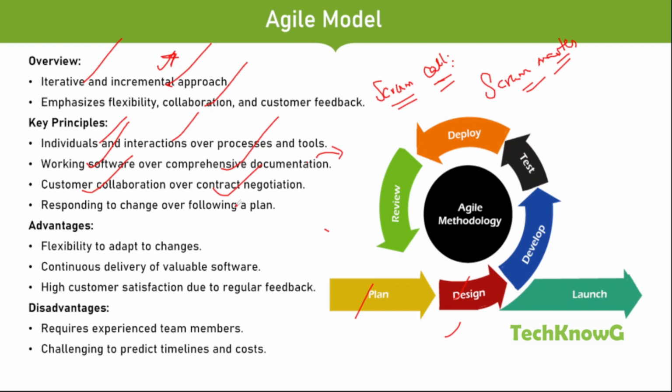Then responding to change over following a plan means they can also change anything in the planning if they want to. Flexible to adapt to changes, continuous delivery of valuable software, and high customer satisfaction will be there in the agile model due to regular feedback. You will be getting regular feedback in this. Then it requires experienced team members. These are some disadvantages, or things you need to have in the agile model: experienced team members, and challenging to predict timelines and costs. This is a little challenging in the case of the agile model.